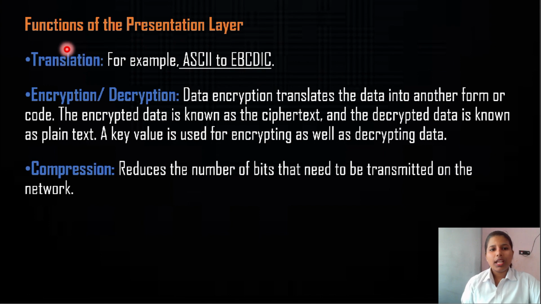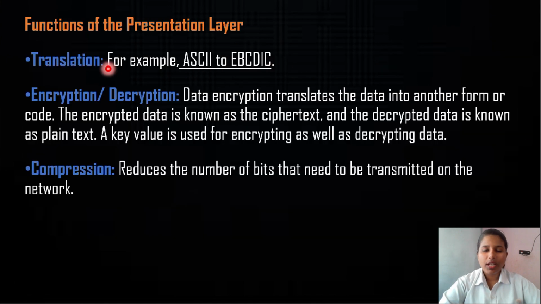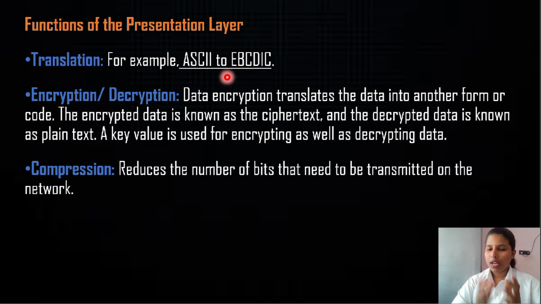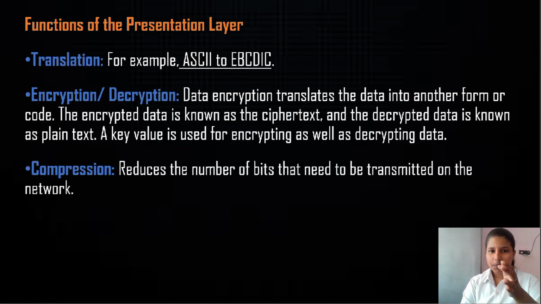The first function is translation, as in the picture. For example, ASCII and EBCDIC. So this is translating our human language into machine language. And in encryption and decryption, a data encryptor translates the data into another form or a code. That encrypted data is also known as ciphertext. The decrypted data is also known as plain text.